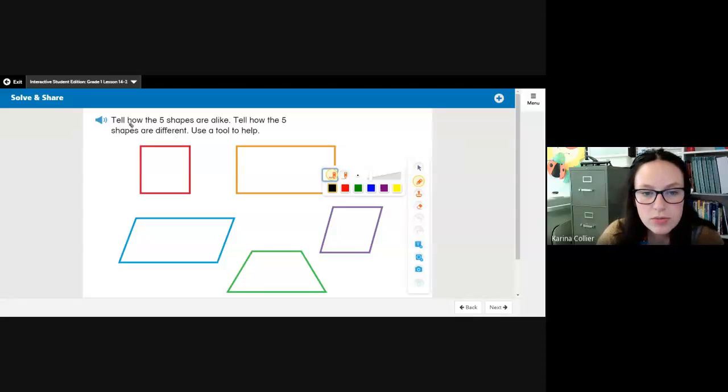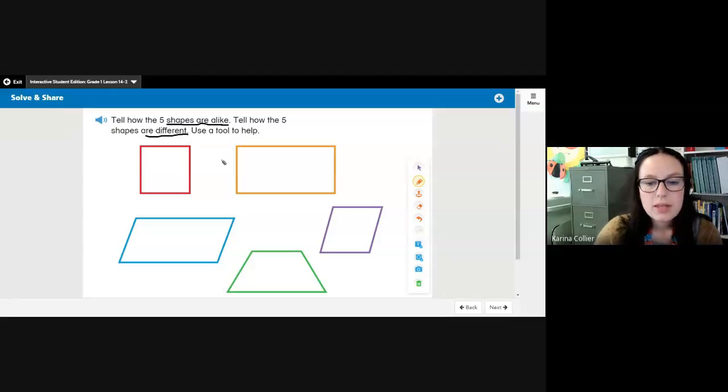So this wants us to tell how 5 shapes are alike and tell how 5 shapes are different. So we are wanting to see how these 5 shapes are alike and how they are different. These are the shapes down here that I'm going to be working with. So first, I want to tell some ways that they are alike. Well, one thing that I could say is that they are all alike because they are all shapes.